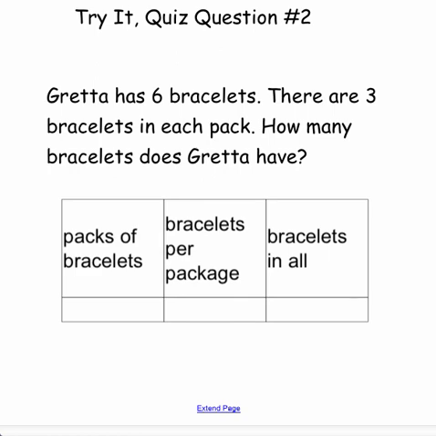Here's quiz question number 2. Greta has 6 bracelets. There are 3 bracelets in each pack. How many bracelets does Greta have? Again, please pause the video, draw your diagram, solve the problem, write your number model, and then go ahead and put your answer into the quiz.